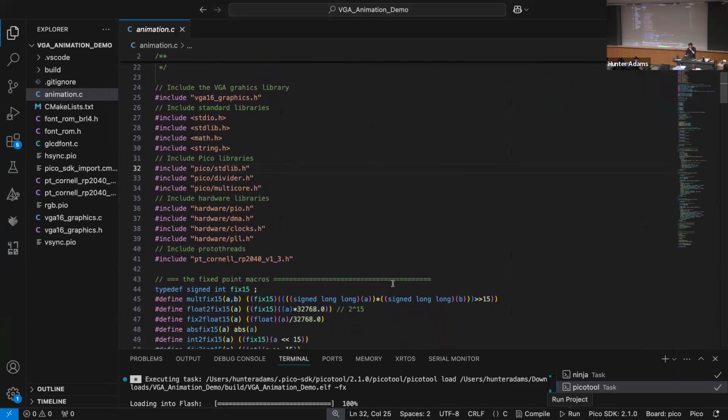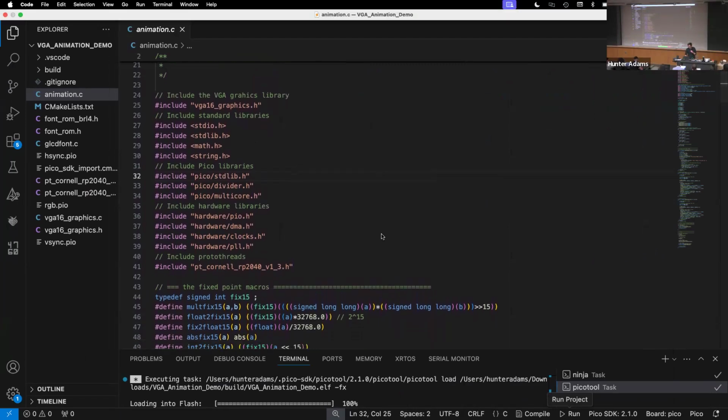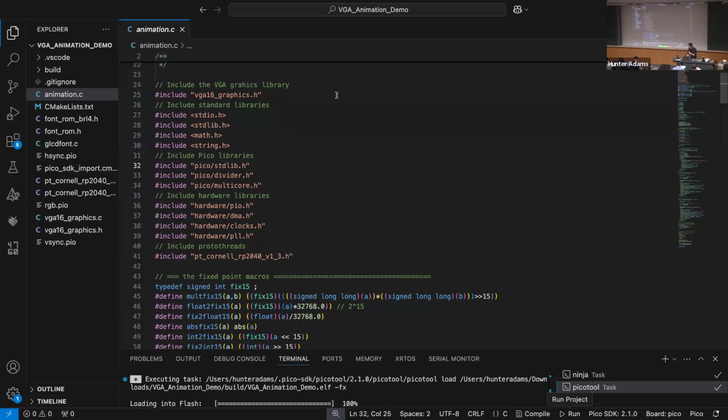So structurally, let's take a look at what this program looks like. And then, of course, we'll spend a lot of time going through it. As before, we have a bunch of our includes at the top. Some new ones this lab will include the VGA graphics library, because we're going to be driving the VGA screen. Everything else is largely the same. A couple new hardware interface libraries, DMA here, PIO here for driving the VGA screen.